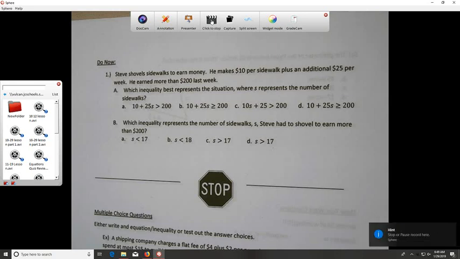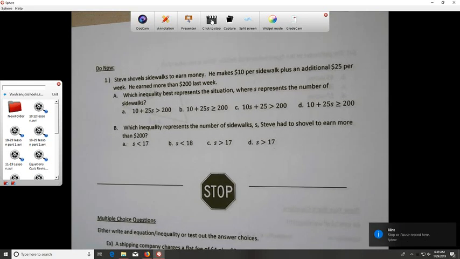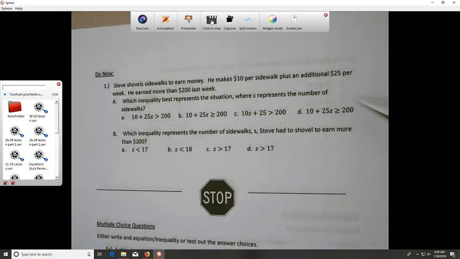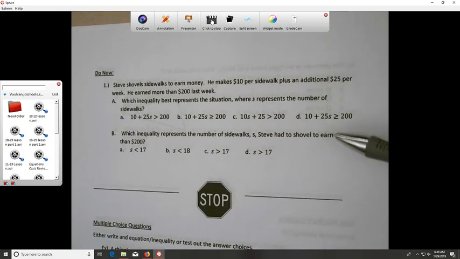You guys are going to take a ReQuiz today on the equations and inequalities stuff that we did before the end of the quarter. And so at this point you should have done the two do now questions.